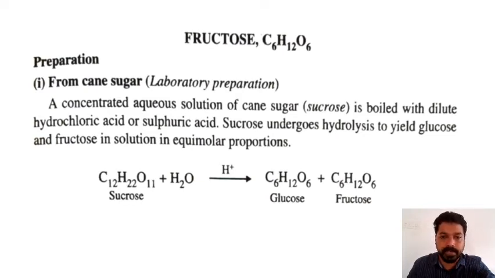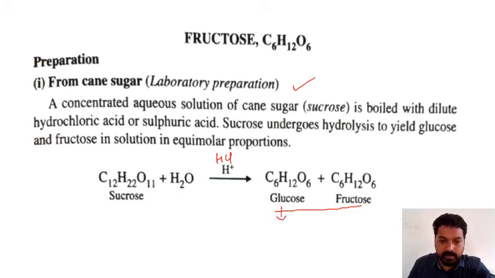You can see here, it is a laboratory preparation. By treating with dilute sulfuric acid or hydrochloric acid, similar to the laboratory preparation of glucose, you can hydrolyze sucrose into its monosaccharides, glucose as well as fructose. After this reaction is complete, a sufficient amount of lime is added, and this lime neutralizes the excess acid in the solution and converts the glucose into calcium glucoside.